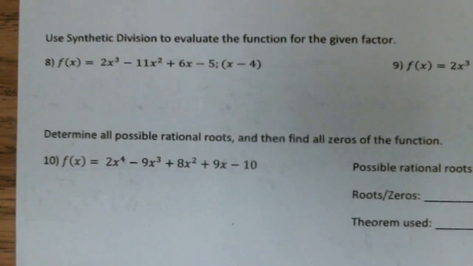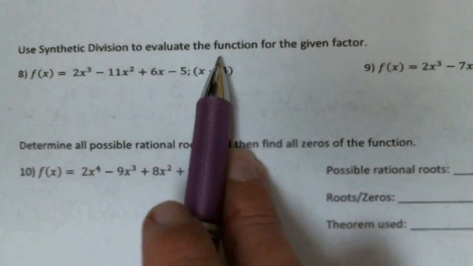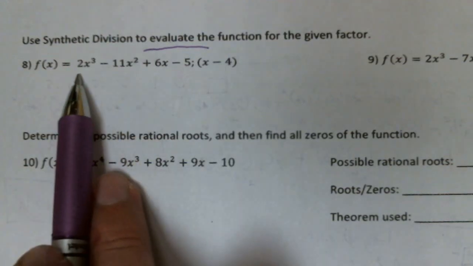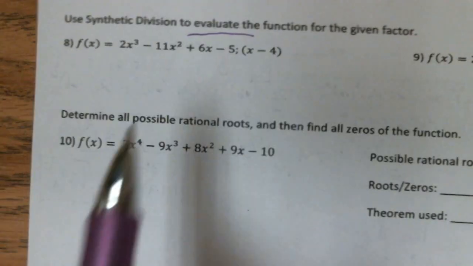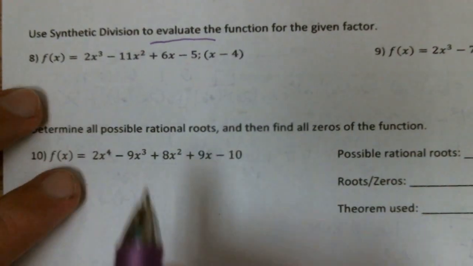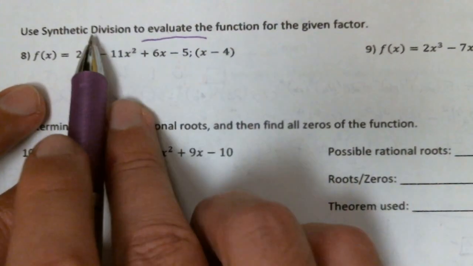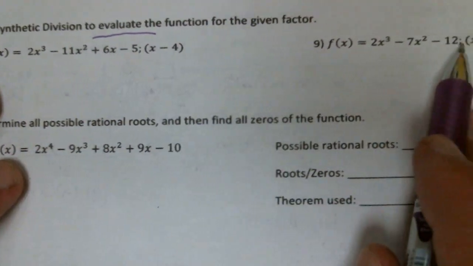Flipping on over to the back. Use synthetic division to evaluate the function. They're not asking for the quotient. They actually want us to figure out what is the answer that I get when I divide this cubic by this binomial. So how do you want to do this? Synthetic division. I can use synthetic division because they say use synthetic division, but also because the coefficient is 1 and the exponent's 1. Flip that sign, so I'm going to have 4. Do I need a placeholder? 3, 2, 1, 0. Nope. 2, negative 11, 6, negative 5.